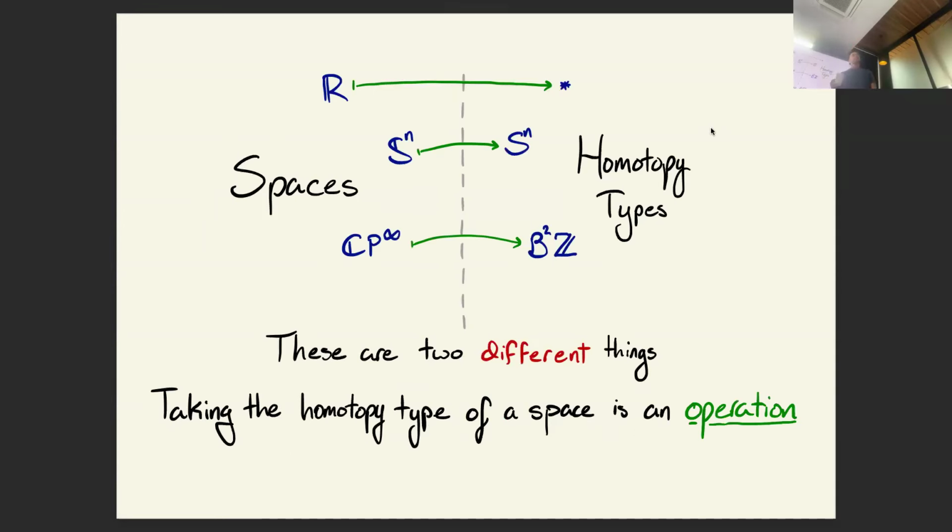So taking the homotopy type is an operation that you do to a space, and you get the homotopy type out of it. So the real line gets shrunk down to a point. The n-sphere gets shrunk down to the homotopy type of the n-sphere, right? Which is just, to emphasize, this is the space. And this is something that we'll come to later, to understand exactly what this could mean. And yeah, so taking the homotopy type is an operation.